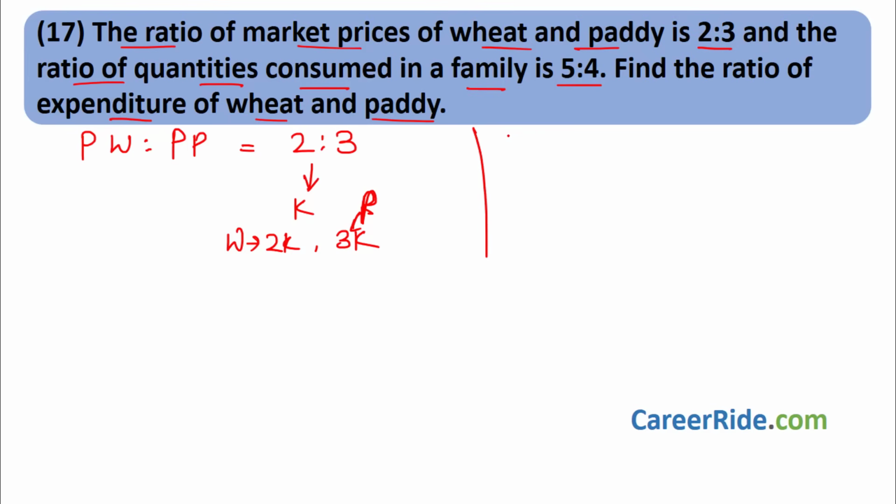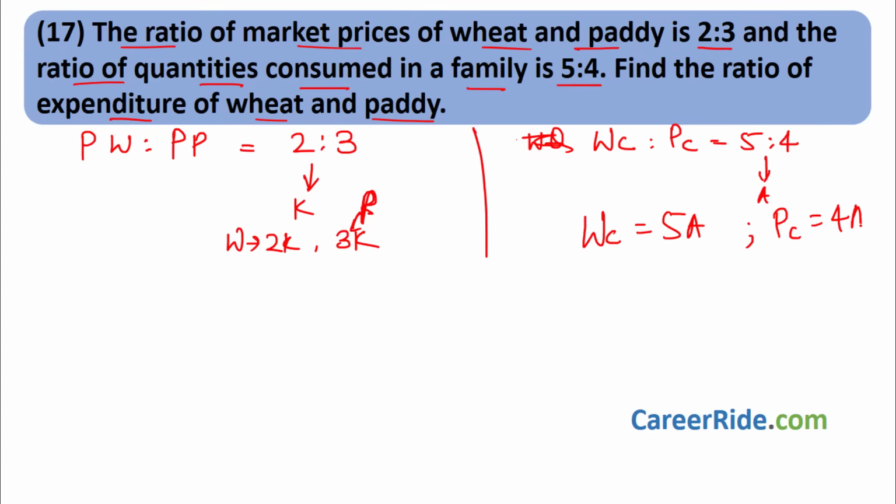Now ratio of quantities consumed. How much is the wheat consumed and how much is the paddy consumed? It is 5:4. Again, these are not the actual values, this is nothing but the ratio. But since we took factor k over here, we cannot repeat the same factor over here because we do not know if the factors are same. So let us take another factor, say a. So actual quantity of wheat which is consumed is 5 into a is 5a. Actual quantity of paddy which is consumed is 4 into a is 4a.